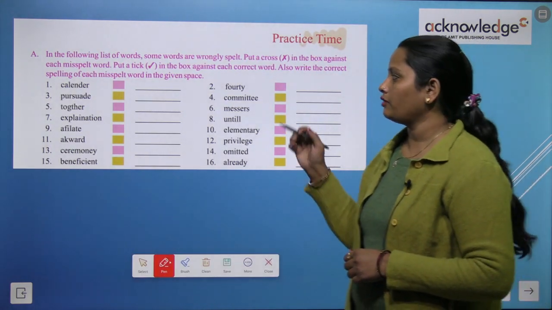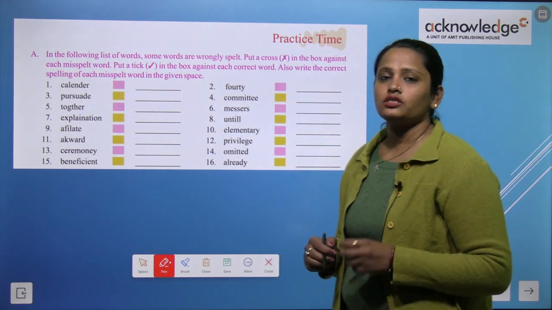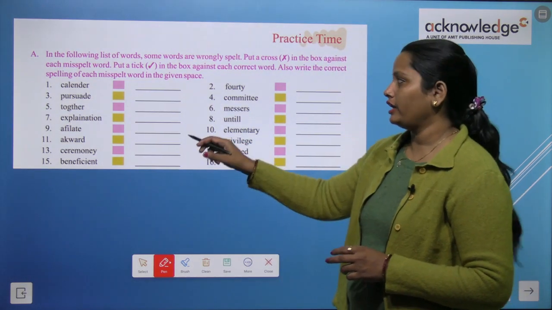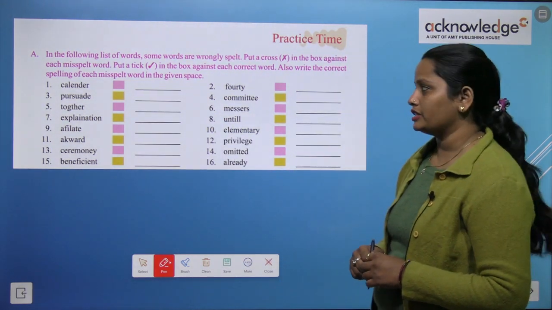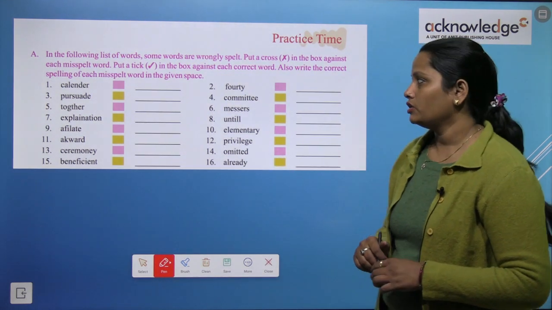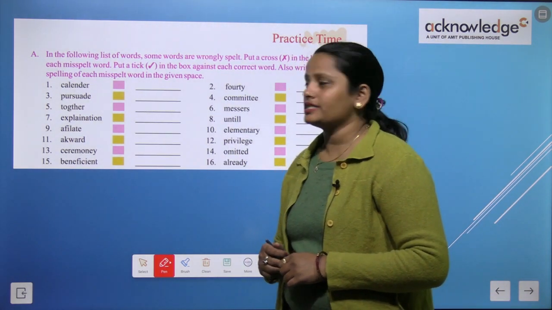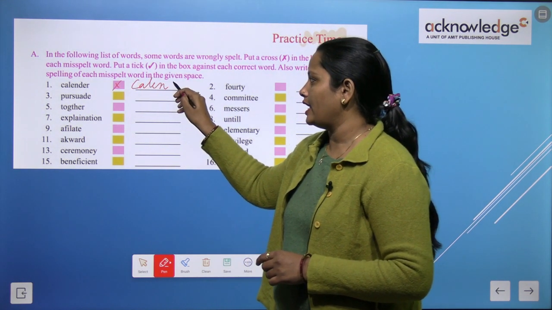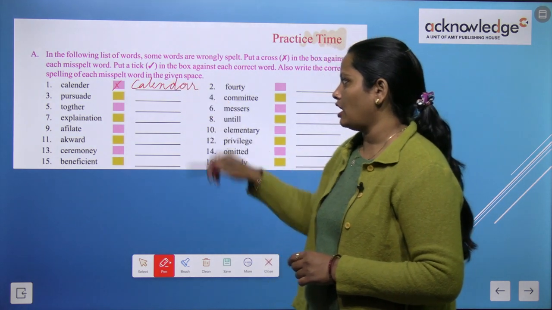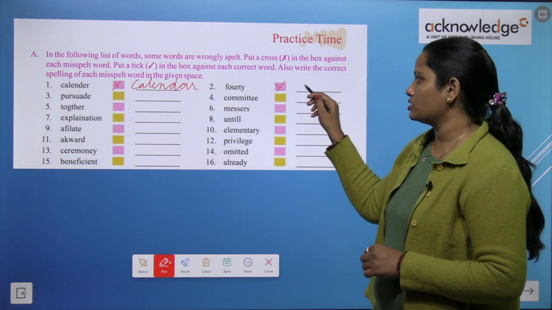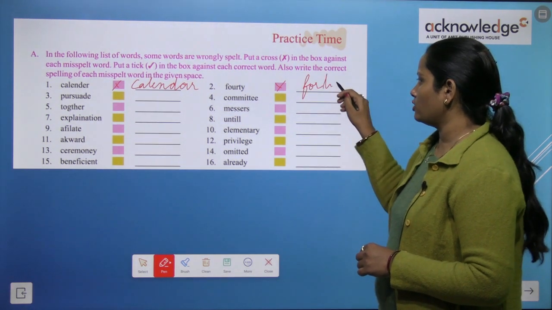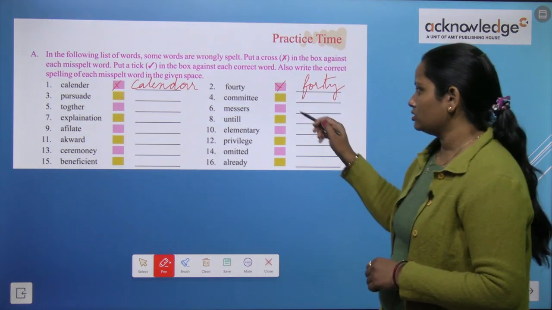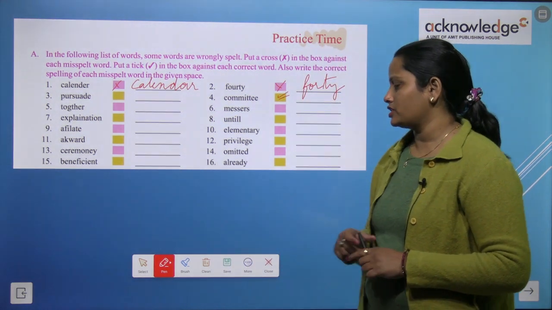So here children we have to underline if the word is wrong, we have to put a cross and write down the correct answer here, and if the word is correct we have to simply put a tick mark. So the first word is calendar. So this is wrong and the correct answer is calendar. Next is forty. So this is also wrong. So the correct spelling of forty is FORTY. So like this children, complete the rest of the work. This is your homework. This word is correct here.